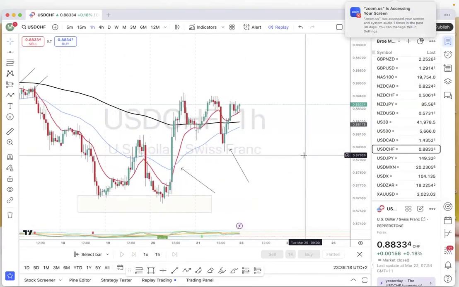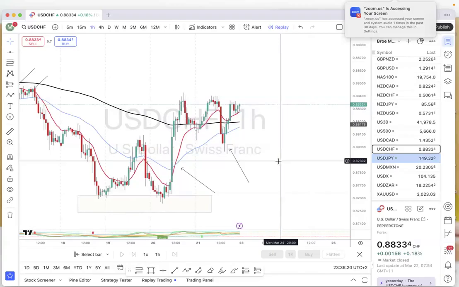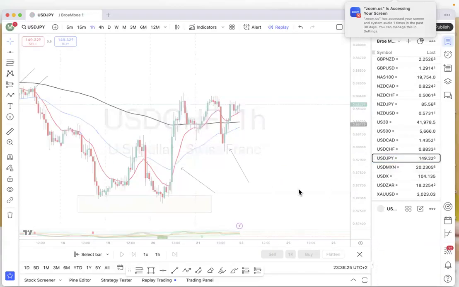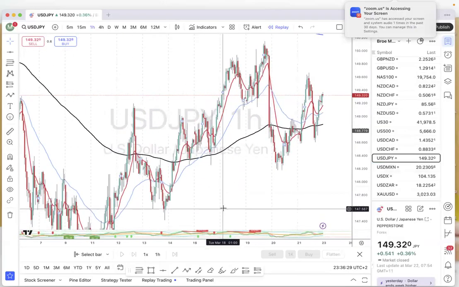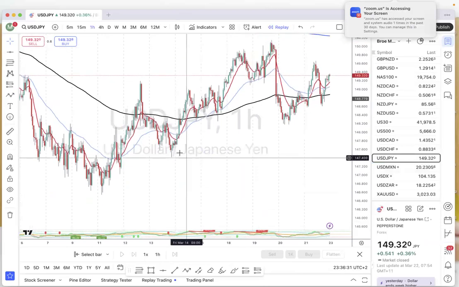So count your levels. Don't just go in blindly because it will hammer you, right? The market will hit you. So count your levels, look at it, and take the trade when you're sure.